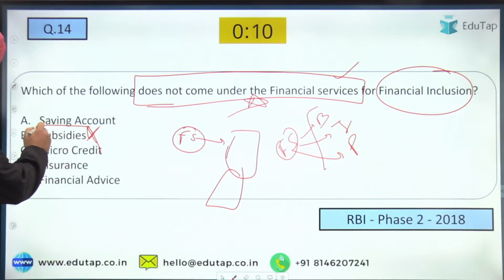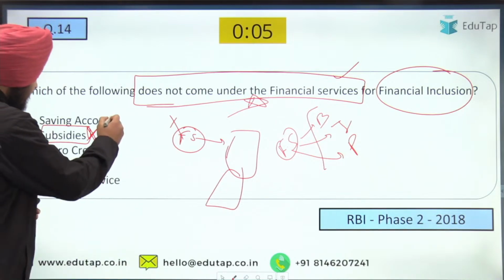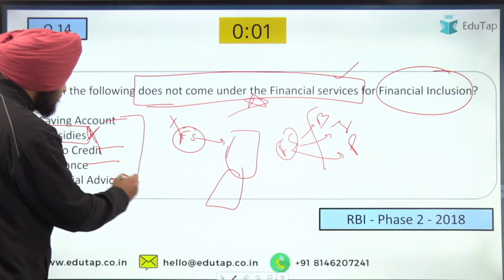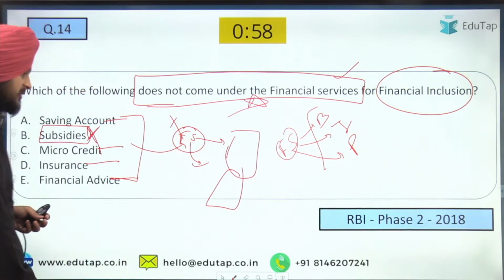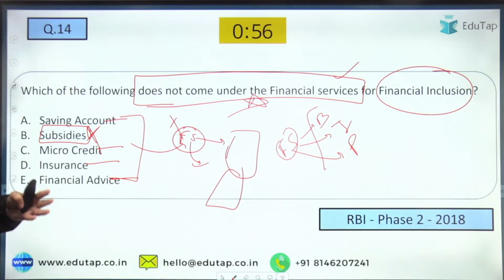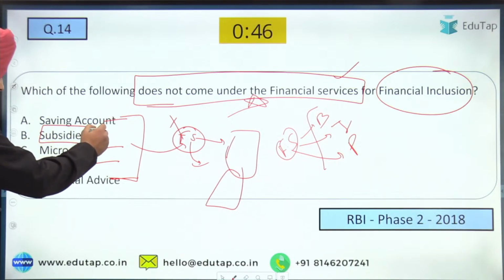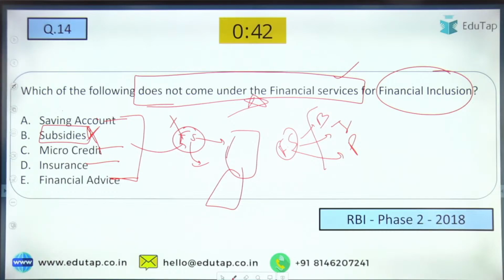Subsidy तो ऐसी चीज है जो गवर्नमेंट इसलिए दे रही है क्योंकि लोगों के पास फैसिलिटीज नहीं है. बट ये जो सेविंग अकाउंट है, माइक्रो क्रेडिट है, इंश्योरेंस, फाइनेंशियल एडवाइस, all these components are the financial services that are provided under the aim of financial inclusion. Fine, so that we can promote more and more banking and access to different kinds of financial services all across the nation, especially in the rural areas. So subsidies is going to be the answer because it does not come under financial services. So B is going to be the answer to this question.